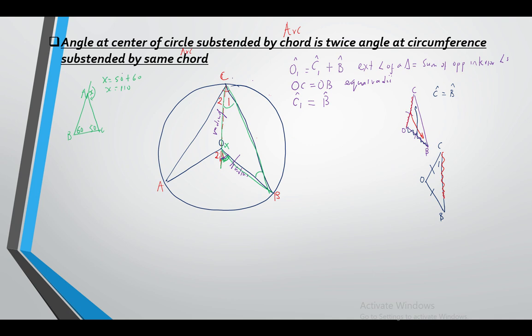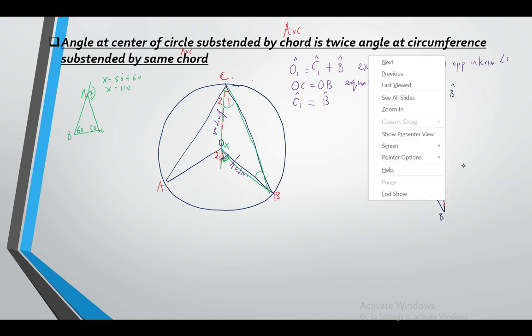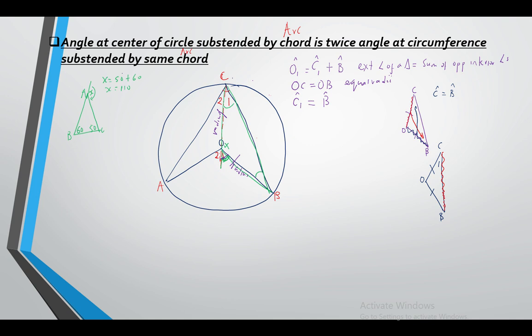Remember, OC and OB are equal. Leave those two sides that are equal. Go to the side which is not equal to either of these two. Go to this side CB. The angles that are found on this side CB are angle B and angle C1. Those angles are equal. So yes, C1 equals B.